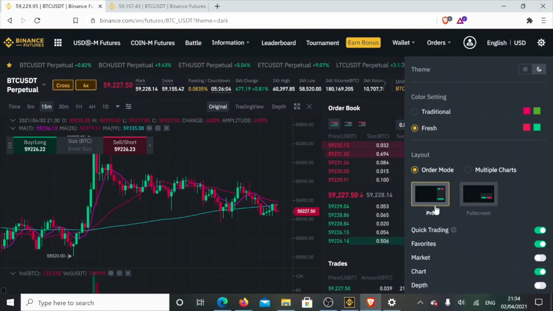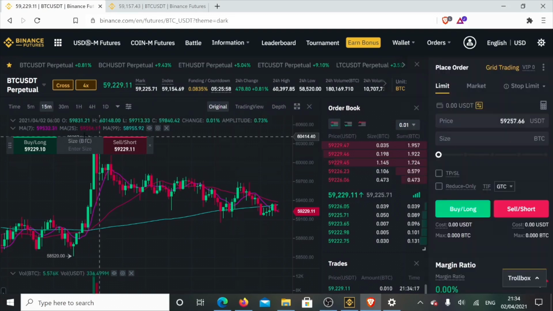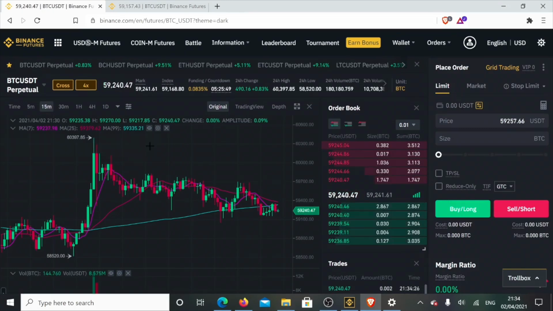I would show you some things which I personally don't use and close them. Also, quick trading. Okay, these are the things. Quick trading, I will show you where that is. So let's go back. Okay, here is what we call the quick trading. This one, buy long, and I don't need it, so most times I just close it.